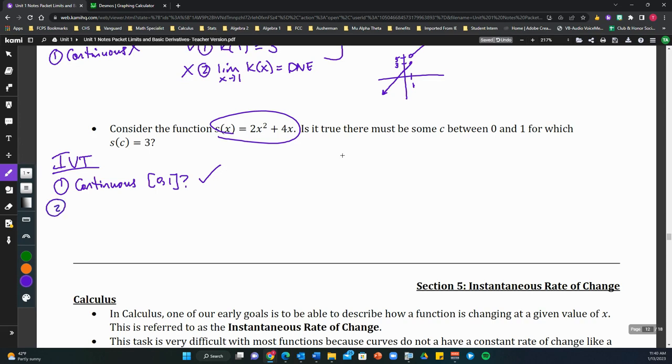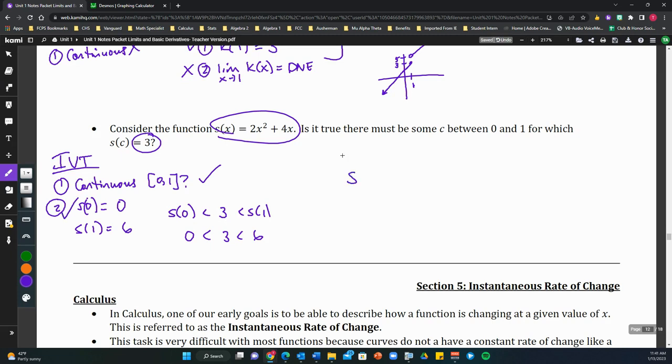So the second piece is a matter of our endpoints. We need to figure out what S of 0 equals and what S of 1 equals. S of 0, plugging 0 in for x, is just going to yield 0. But plugging 1 in there is going to give us 2 plus 4, or 6. So now it's just a matter of comparing. In this case, yes, S of 0 is less than 3, which is less than S of 1, or another way of saying that, 3 is in between 0 and 6. So that second condition passes.